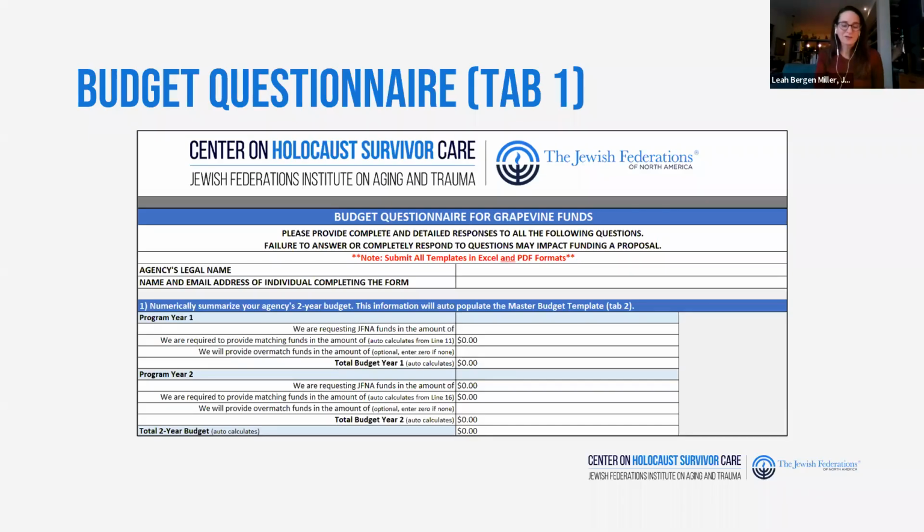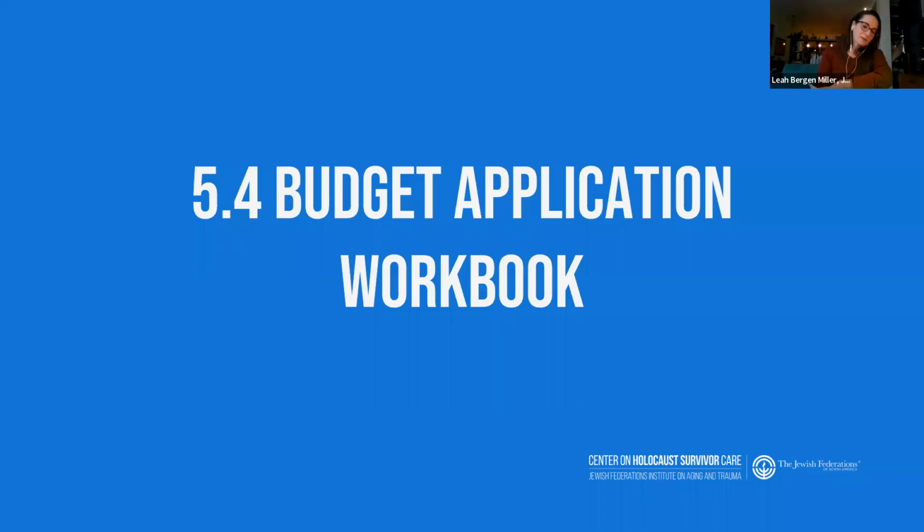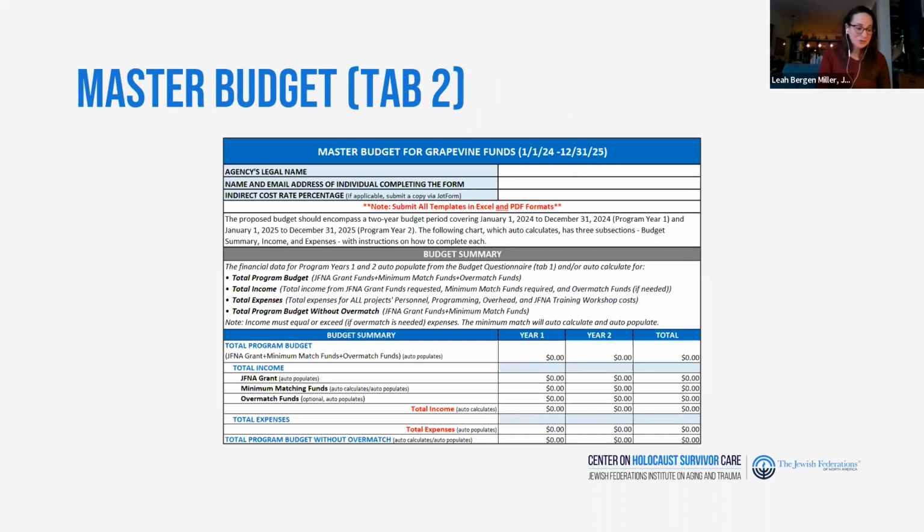If you turn to section 5.4.1, you can learn more about the budget questionnaire. Request the same amount of funding for year 1 and year 2. So if you request $300,000 for year 1, then you will also request $300,000 for year 2. Next slide, please. The master budget describes the 2-year budget summary. And the minimum match is auto-calculated from the JFNA workbook for ease. Otherwise, you can calculate it by using a division of 3.